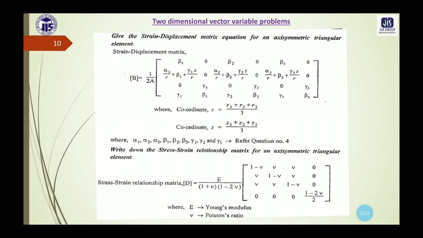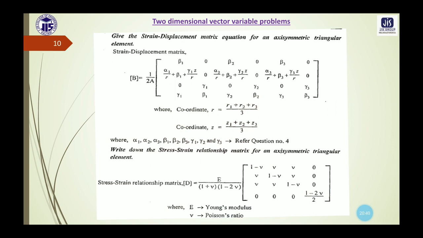The coordinates r1, r2 and r3 are also required here to calculate the values of the coordinates r and z. To calculate r, we need to use (r1 plus r2 plus r3) by 3, and to calculate z, the formula is (z1 plus z2 plus z3) divided by 3.